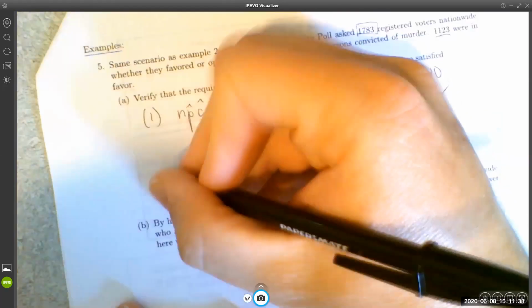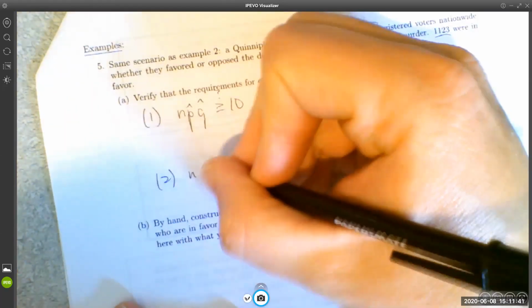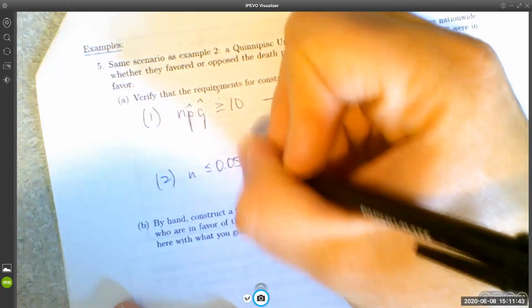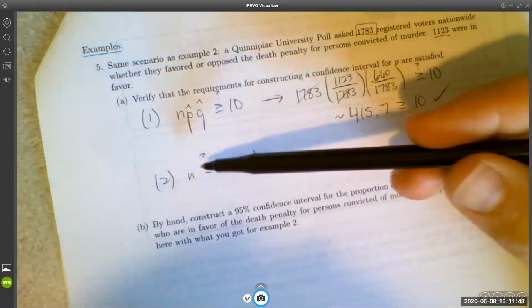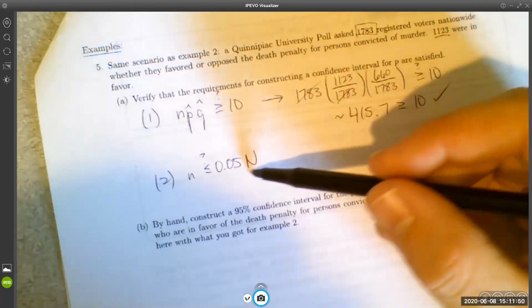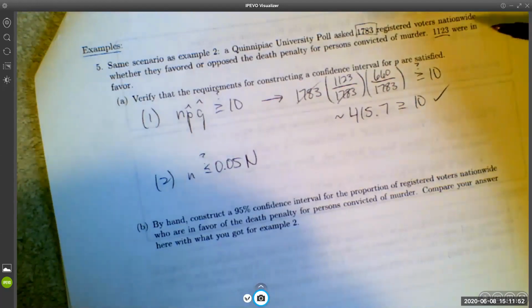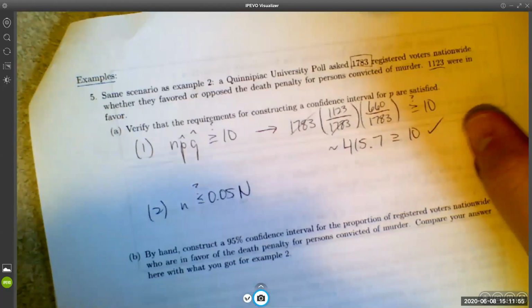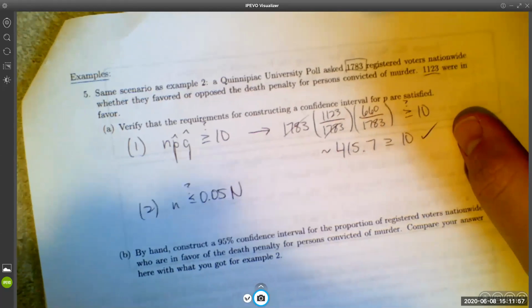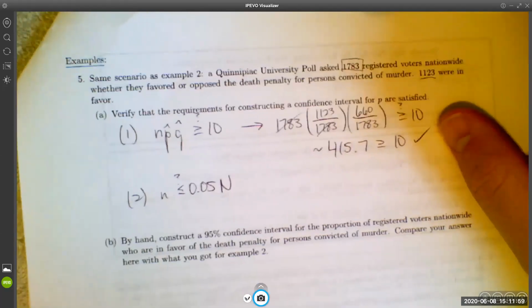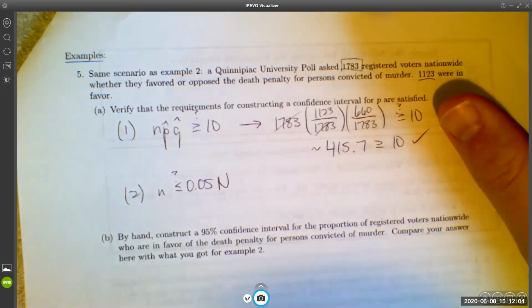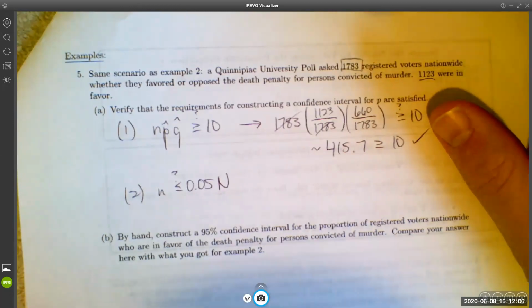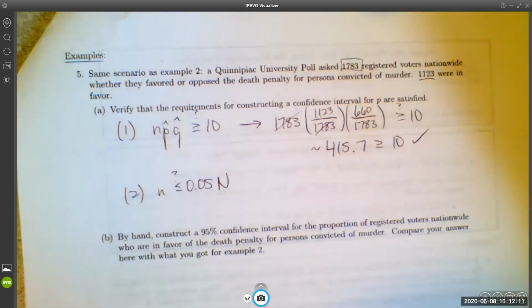The second condition that we have to check is that little n has to be less than or equal to 0.05 times capital N. This one is more difficult to test because we weren't told what the population size is. However, we're talking about United States registered voters. I don't know off the top of my head how many registered voters there are. I know there are almost 300 million Americans, or maybe more than that now. But there's around 300 million Americans.